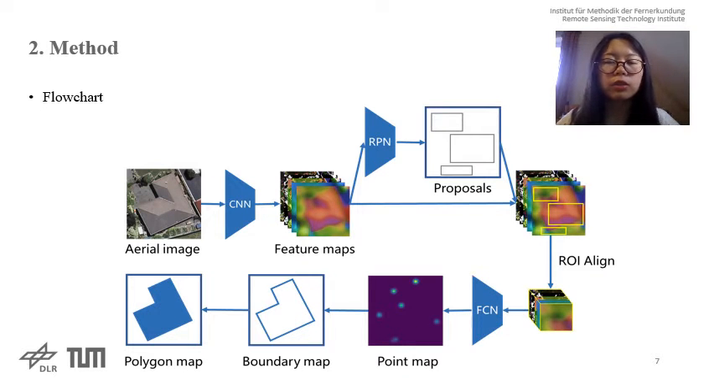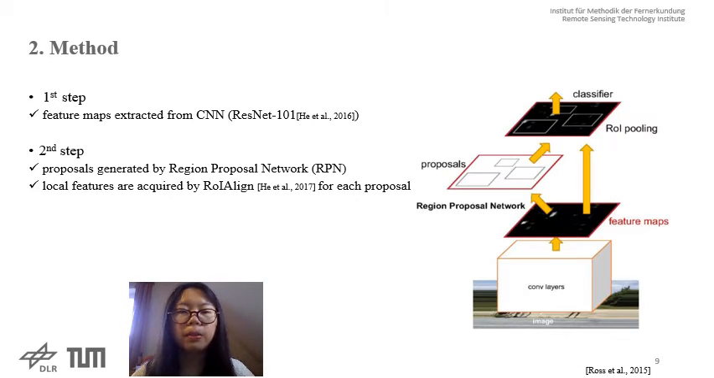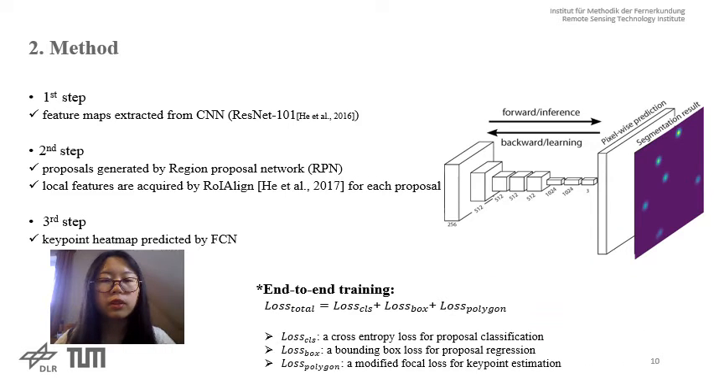Then, this slide shows the flowchart of our method, which consists of three parts: CNN, RPN, and FCN. First, the CNN extracts the feature maps, followed by the region proposal network (RPN), which slides over the feature maps to generate proposals. Then, by RoI Align, the local features for each proposal can be acquired. Finally, the FCN can predict the key point heat map.